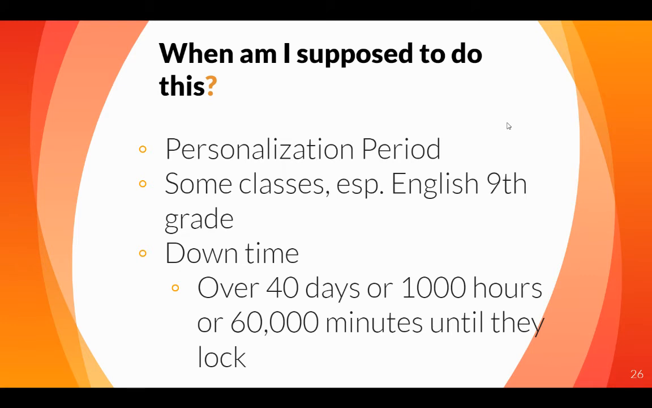Some classes, especially like the English 9th grade, have traditionally supported the students. And you can talk to your teachers. Again, for the most part, you're not going to need tons of time because you have some downtime in your life. Think about this. Over the next 40 days or so before this is due, you're going to have about 1,000 hours or 60,000 minutes of time available to you. Yes, you need to sleep and eat and drink, but make sure you take a few hours probably to finish up this tour.